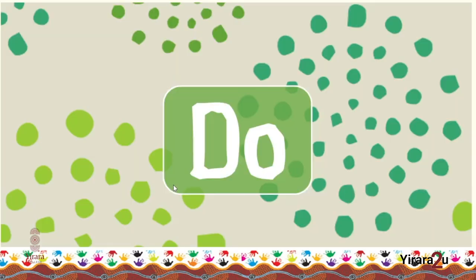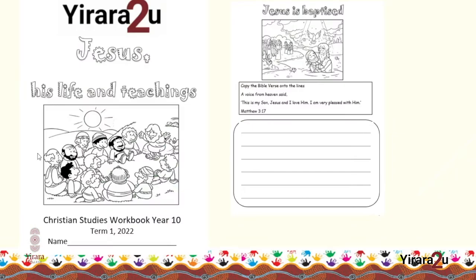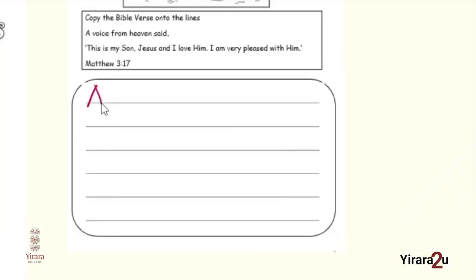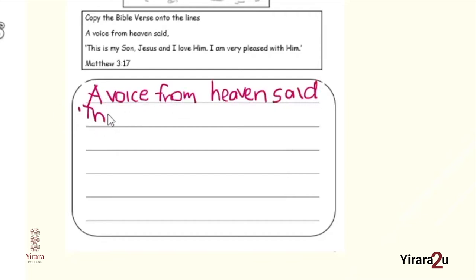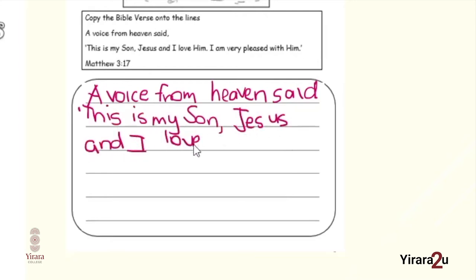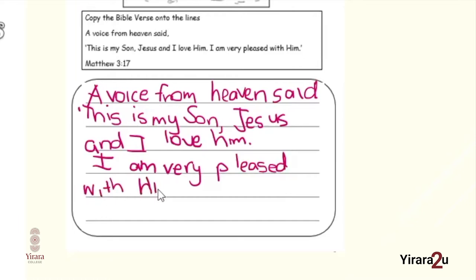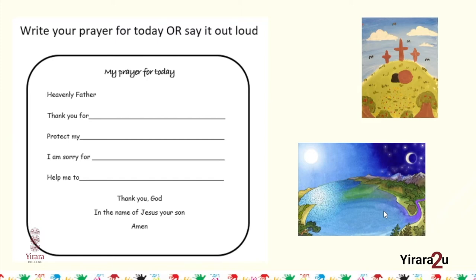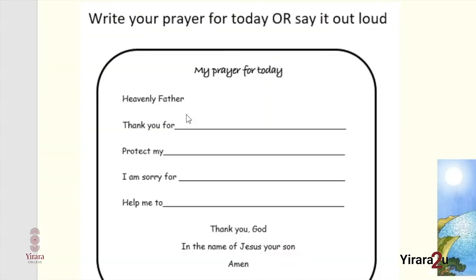Do. In your workbook, there are two things for us to do. The verse is to copy the Bible verse for the day. "This is my Son, Jesus, and I love him. I am very pleased with him." Matthew 3:17. And also you can write your prayer for today or say it out loud.